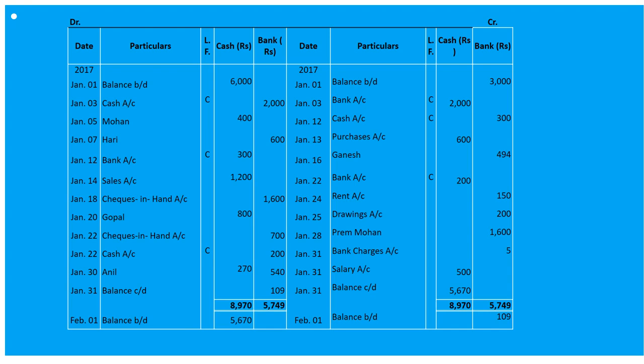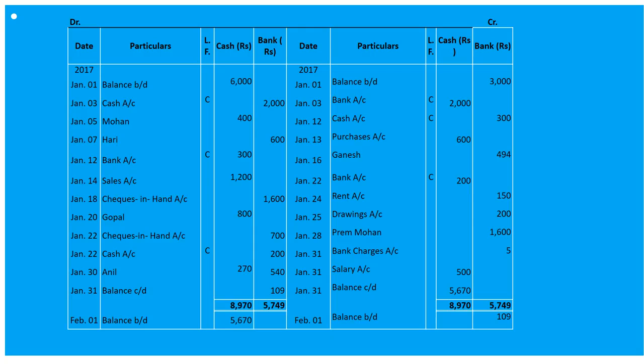On the 18th, Prem Mohan check deposited into bank. Beta, Prem Mohan had given us the check on the 9th. That's why we have not made the entry earlier. On the 18th he deposited the check into bank. So it was 1,600. So to checks in hand 1,600. Now we'll do this entry.